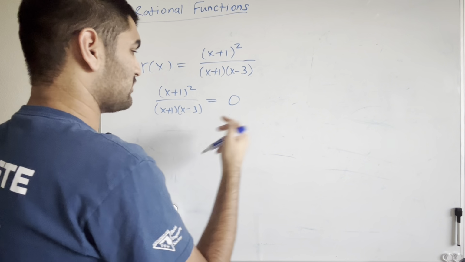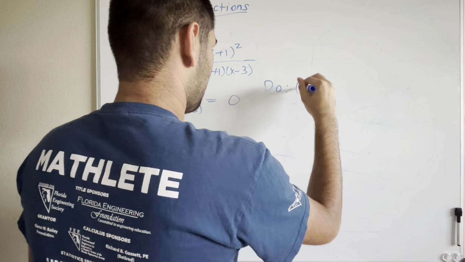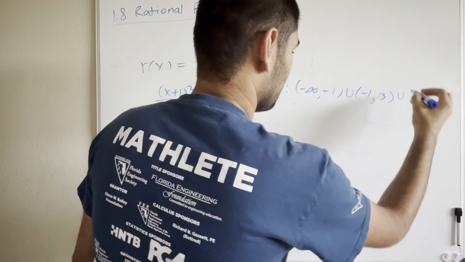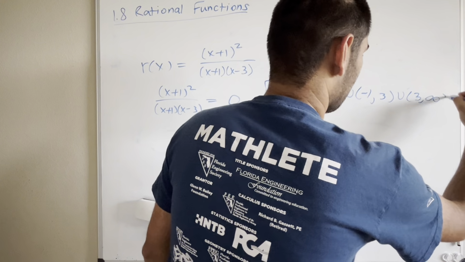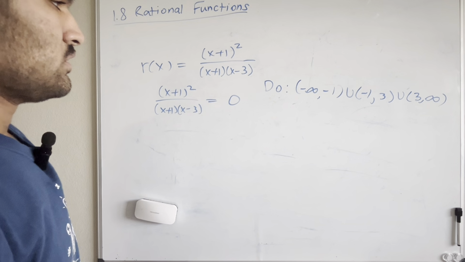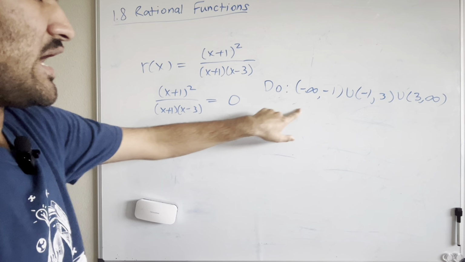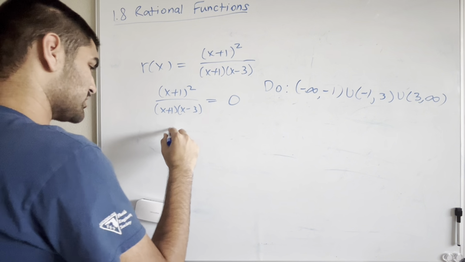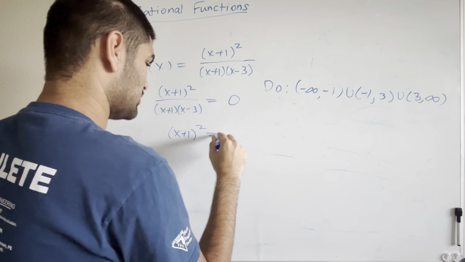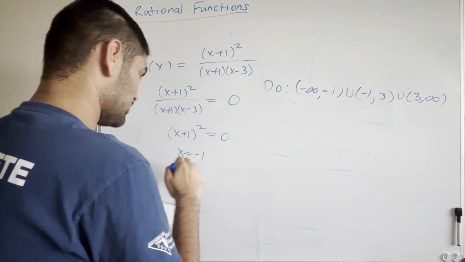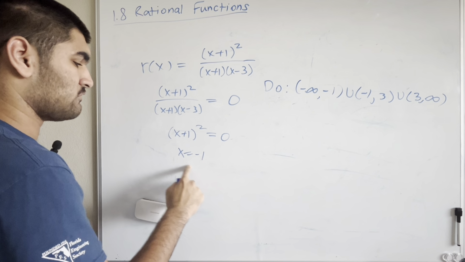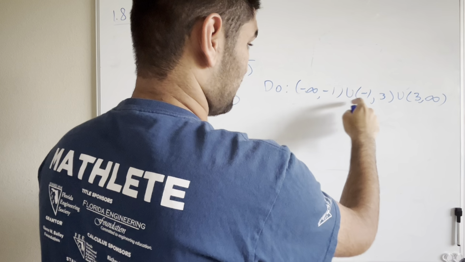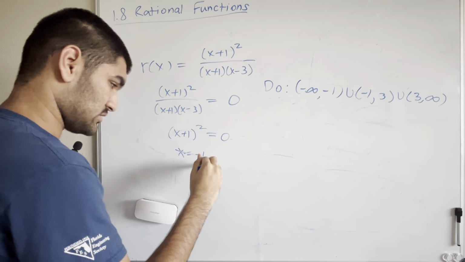So if we were to find the domain of this rational function, it would be from negative infinity to negative 1, union negative 1 to 3, union 3 to infinity, right? Meaning that if the x value that we get is outside of this domain, then it's extraneous, right? We can't have that. So we will just continue as normal. We have x plus 1 squared is equal to 0, and from here we get x equals negative 1. So now we have to check, is negative 1 in our domain? And it is not, right? Because negative 1 is not included here. There's a parenthesis, so that means it's not included. So this is extraneous.